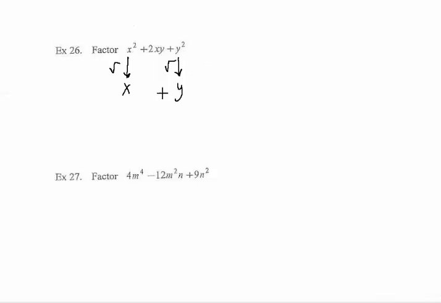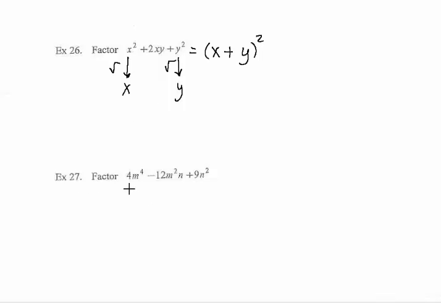Now that we have our pieces to construct our factor, we simply write them together in a binomial. We check the sign of the middle term, and so we put a plus in between the x and y, and then we square this binomial, and we have factored that trinomial. We're finished.